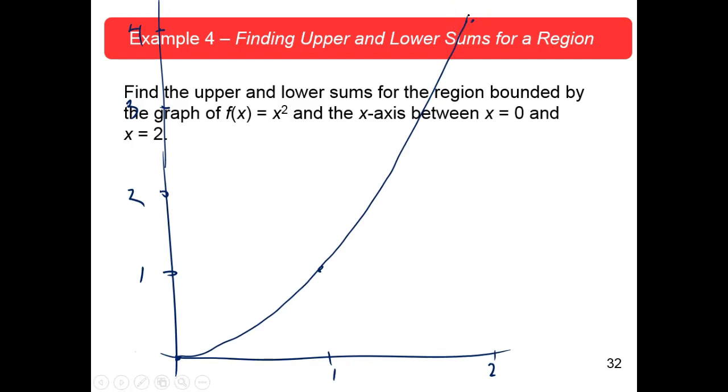Okay? So find the upper and lower sums of the region bounded by, I don't draw too well, sorry about that. Okay. Now they don't tell us how many subdivisions, okay, they're not going to tell us. Okay, we're going to do it for n subdivisions. So what's going to be our delta x? That's where we start.